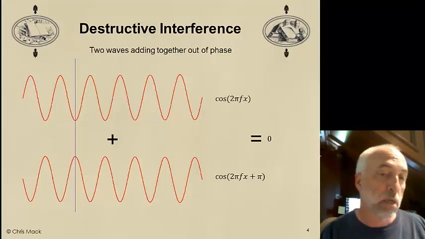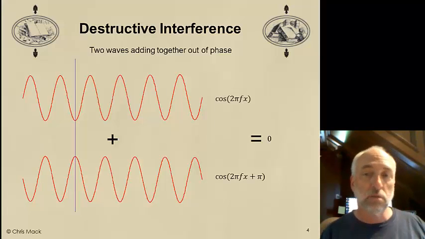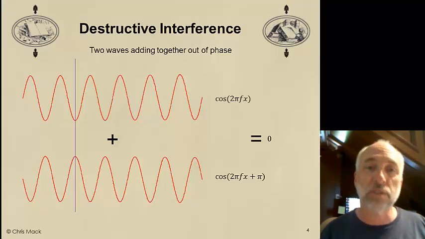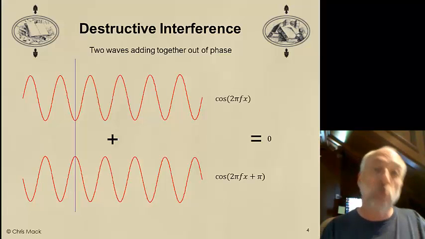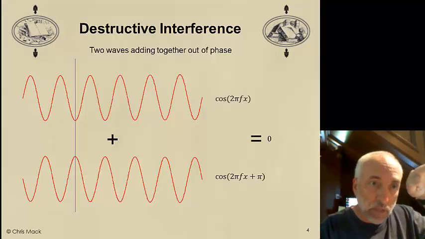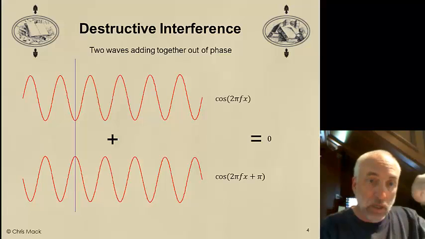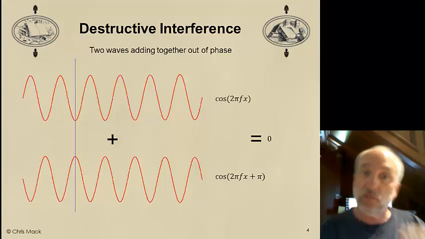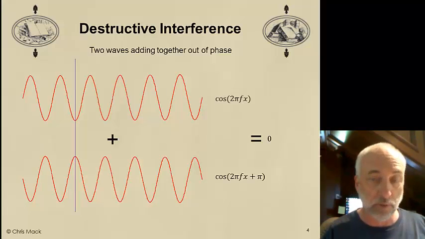Since each of these waves are real waves of light in our representation here, adding two waves of light that are out of phase, where one's high when the other's low, and vice versa, they add together and cancel out. We call that destructive interference, and we get darkness as a result.